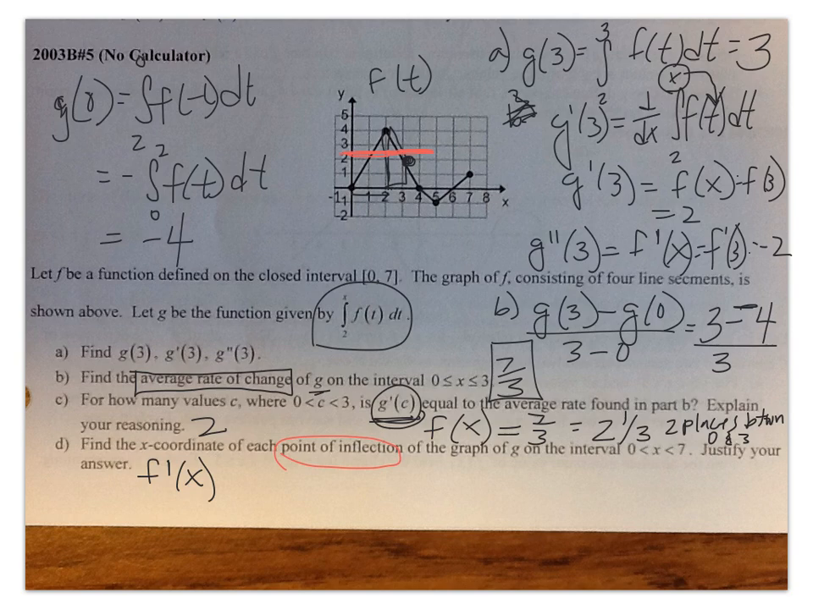So f prime of x changes signs at where? x equals 2 and x equals 5.